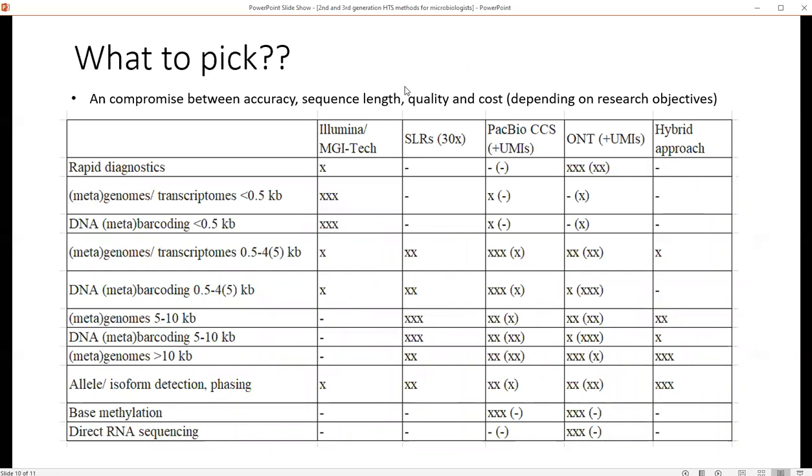So here I've compiled a list of methods and a list of platforms and the potential applicability when considering accuracy, sequencing length, the quality, and also cost. But of course, it depends on the budget and individual research objectives of those different projects. So to start this kind of rapid diagnostics within a few hours is so far only principally possible or feasible using Oxford Nanopore technologies, either Flongle or MinION.